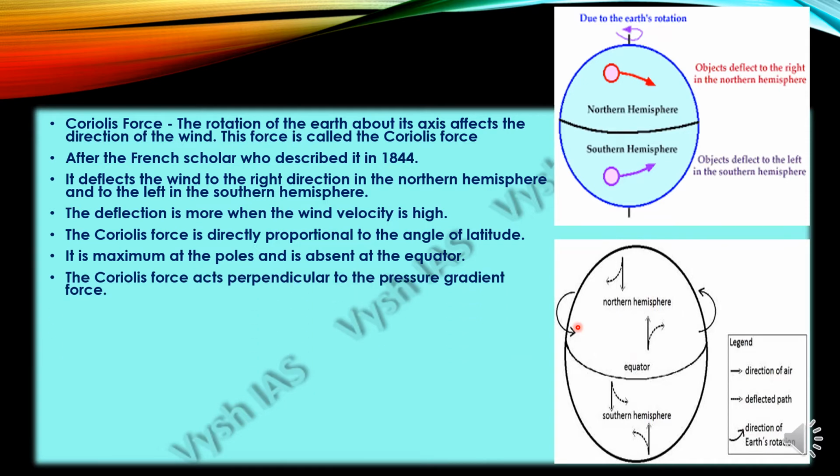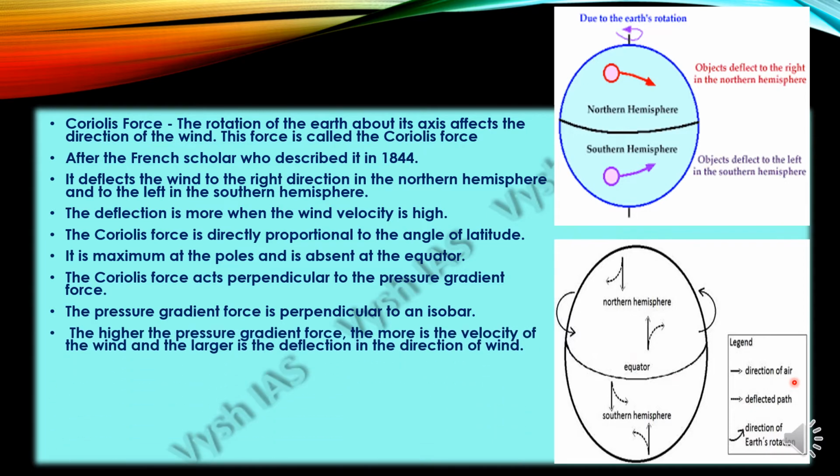The Coriolis force acts perpendicular to the pressure gradient. Perpendicular means an inverted T. So it is perpendicular to the pressure gradient force, and the pressure gradient force is perpendicular to the isobar, which is present at different regions. The higher the pressure gradient force, the more is the velocity or speed of the wind, and this will cause a larger deflection in the direction of the wind.